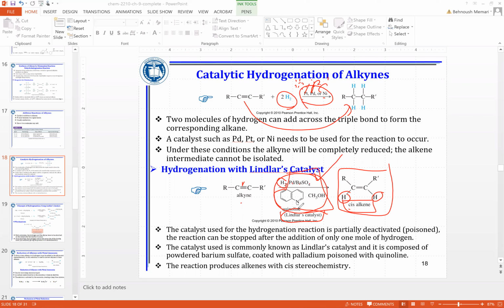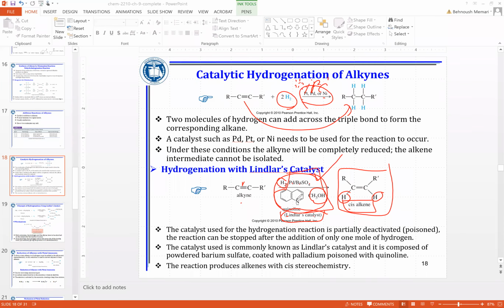Hydrogen, palladium mixed with the barium sulfate, and then quinoline and methanol. So the mixture of all these reagents is known as the Lindlar catalyst. The difference is you are going to get a cis product.